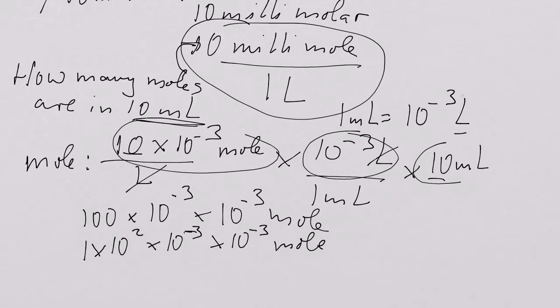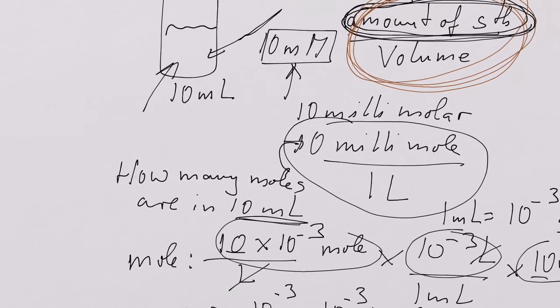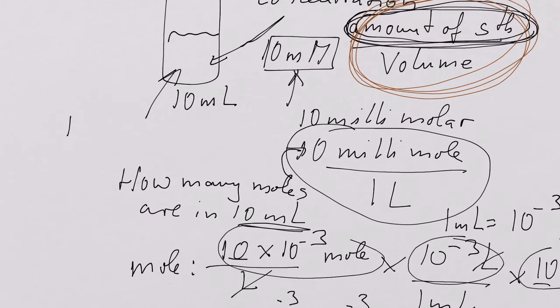And that gives me minus 6. 2 minus 6 is 1 times 10 to the minus 4 mole. So I know that in my liquid here, I have 1 times 10 to the minus 4 mole. Is that the same that you got with your method?